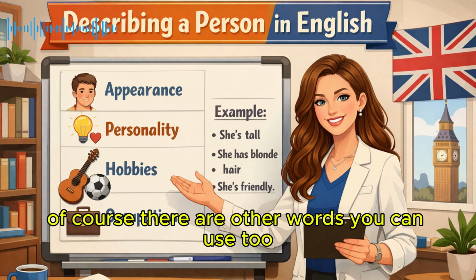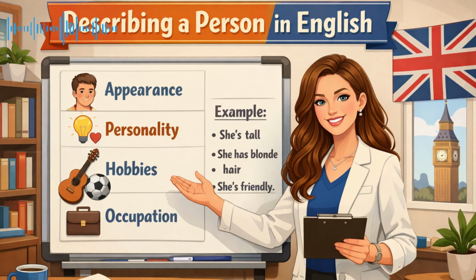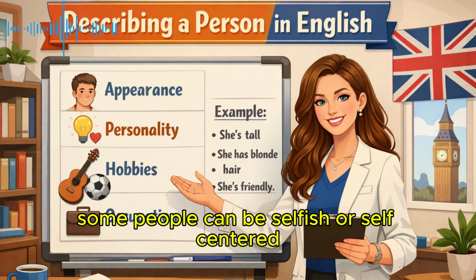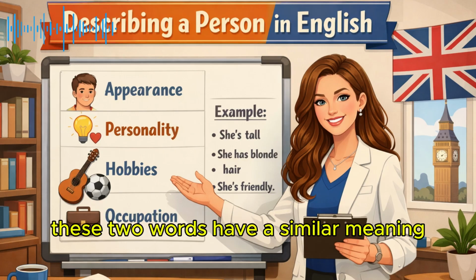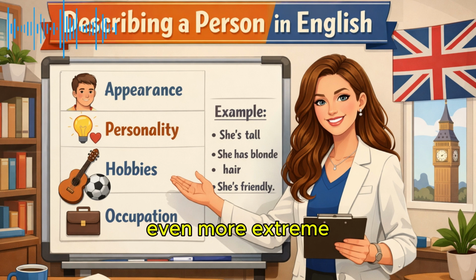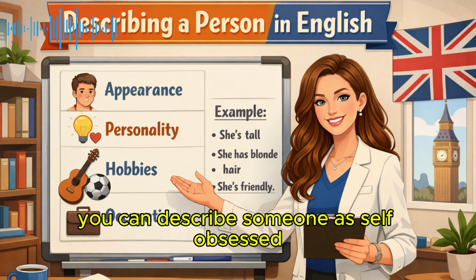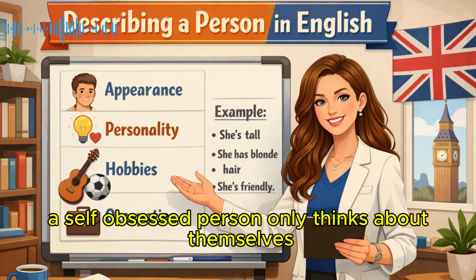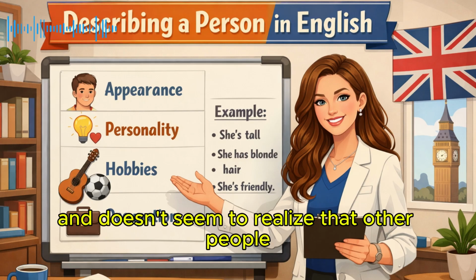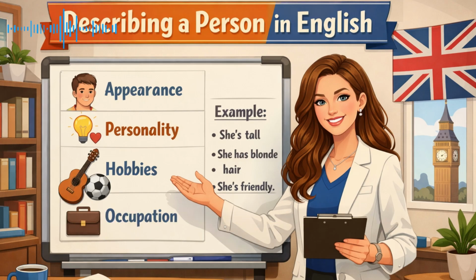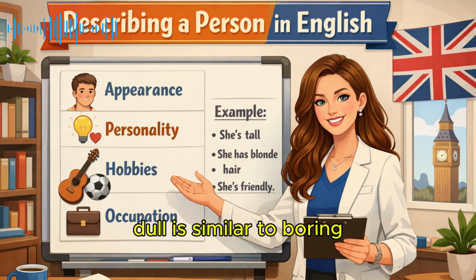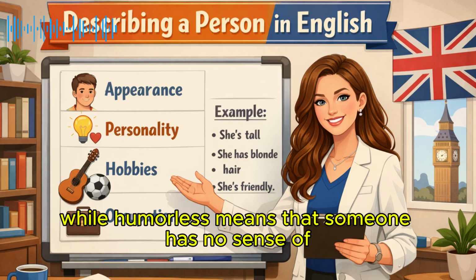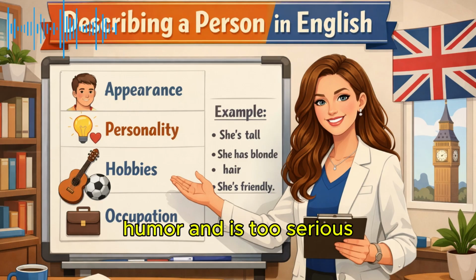Of course, there are other words you can use, too. Some people can be selfish or self-centered, they think about themselves too much, and don't think about the needs of others. These 2 words have a similar meaning. Even more extreme, you can describe someone as self-obsessed. A self-obsessed person only thinks about themselves and doesn't seem to realize that other people exist at all. Not everyone can be funny, but you don't want to be seen as humorless or dull. Dull is similar to boring, while humorless means that someone has no sense of humor and is too serious.